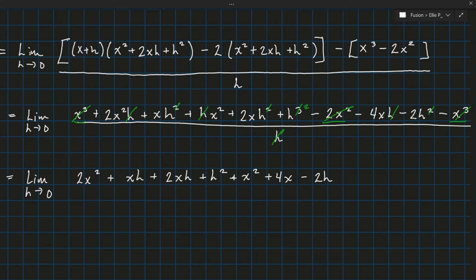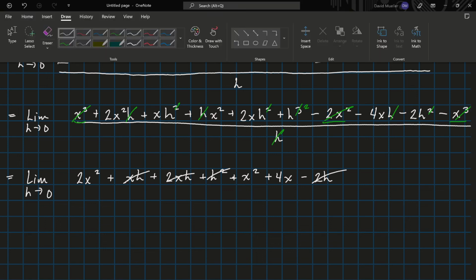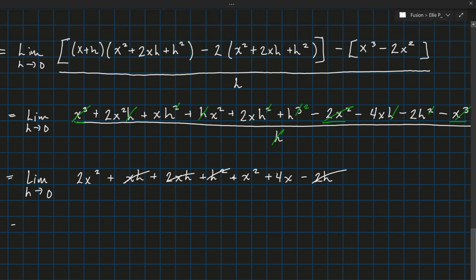And what's going to happen once we plug in the h goes to 0? All the h terms are going away. So we get 2x squared plus x squared plus 4x, or 3x squared plus 4x. Actually, that should be minus, excuse me, yeah.